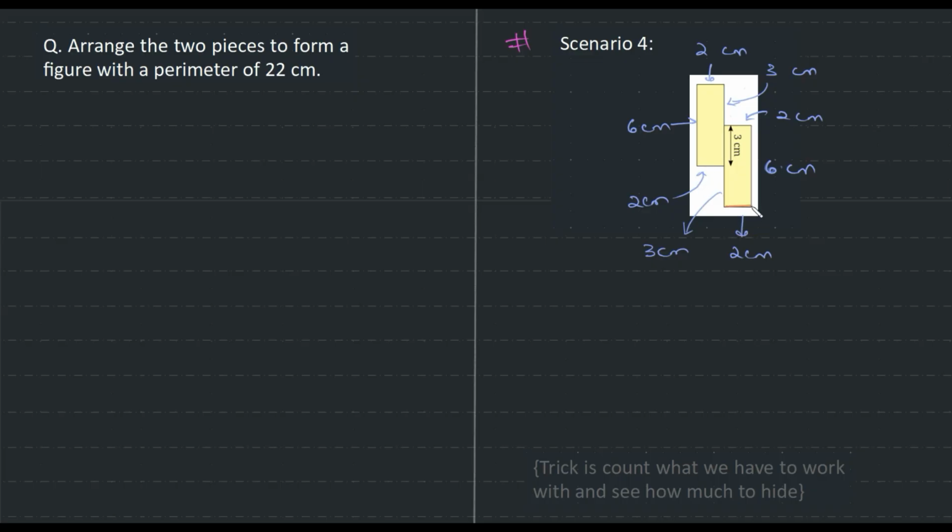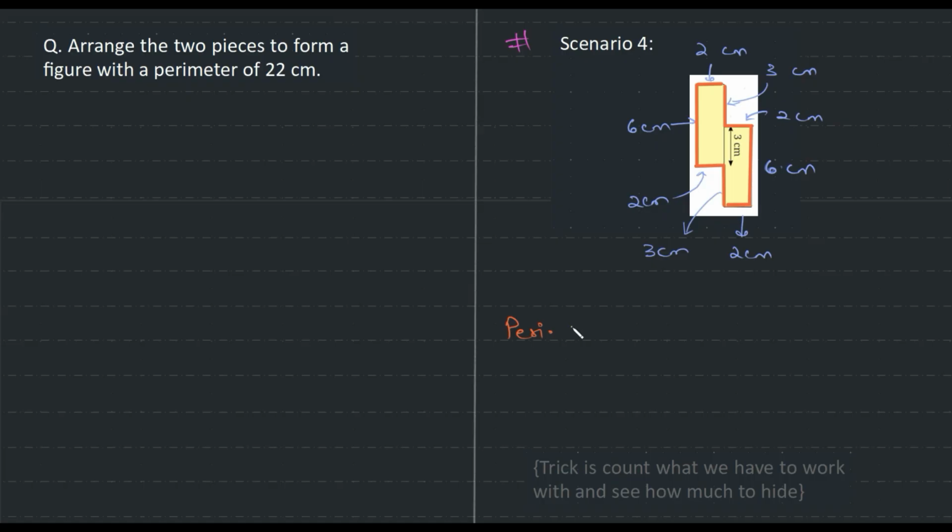Check if we have all the lengths. So we have this. We do have this 2. Perimeter is only the outer boundary. So we should not consider this length. We're just walking around the outer boundary. We have all the sides.